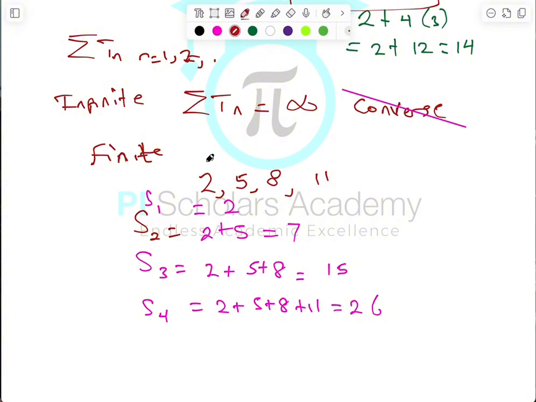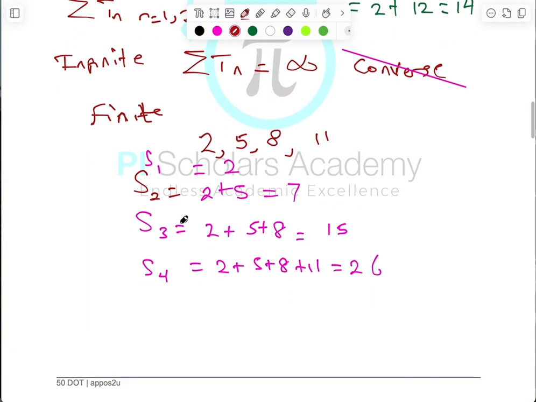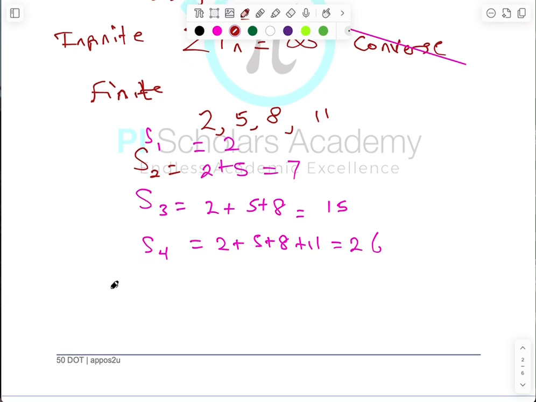What if you have a very large number of terms that you need to add? How are you going to go about that? This is why we have a general formula for the sum of any arithmetic progression. I don't want to bore you with the whole process of how we got this formula, so let me just give it to you directly. To find the sum of any arithmetic progression, you have n divided by 2, then 2a plus n minus 1 times d.